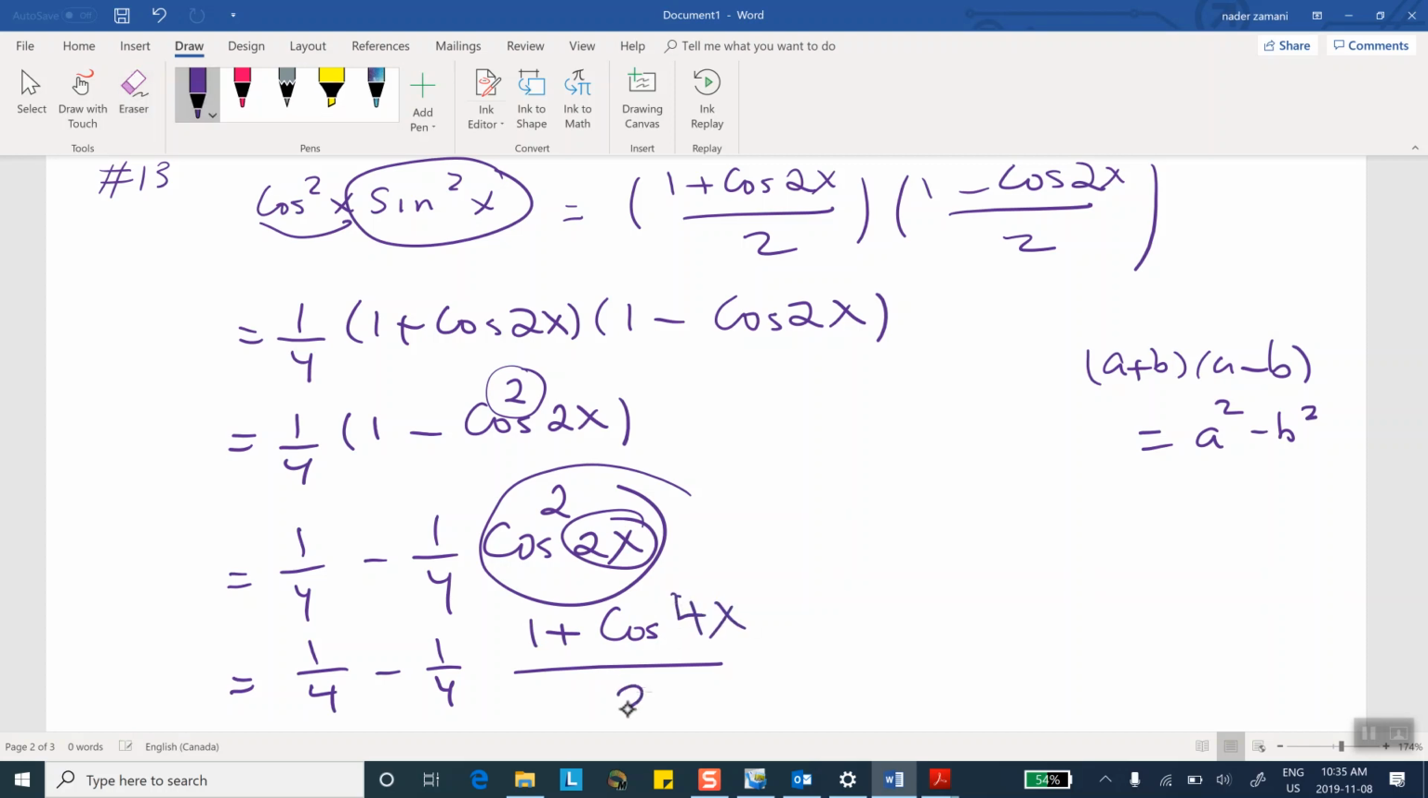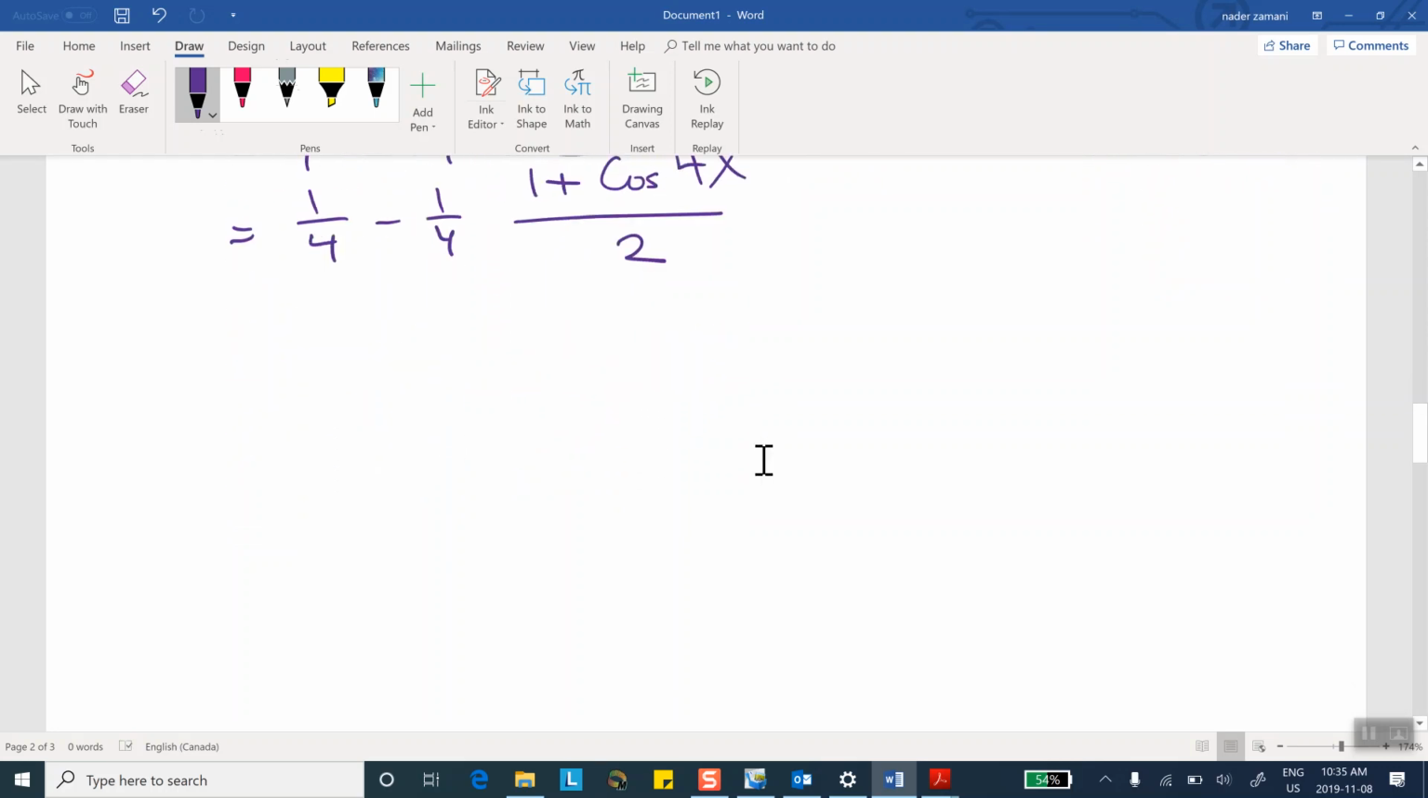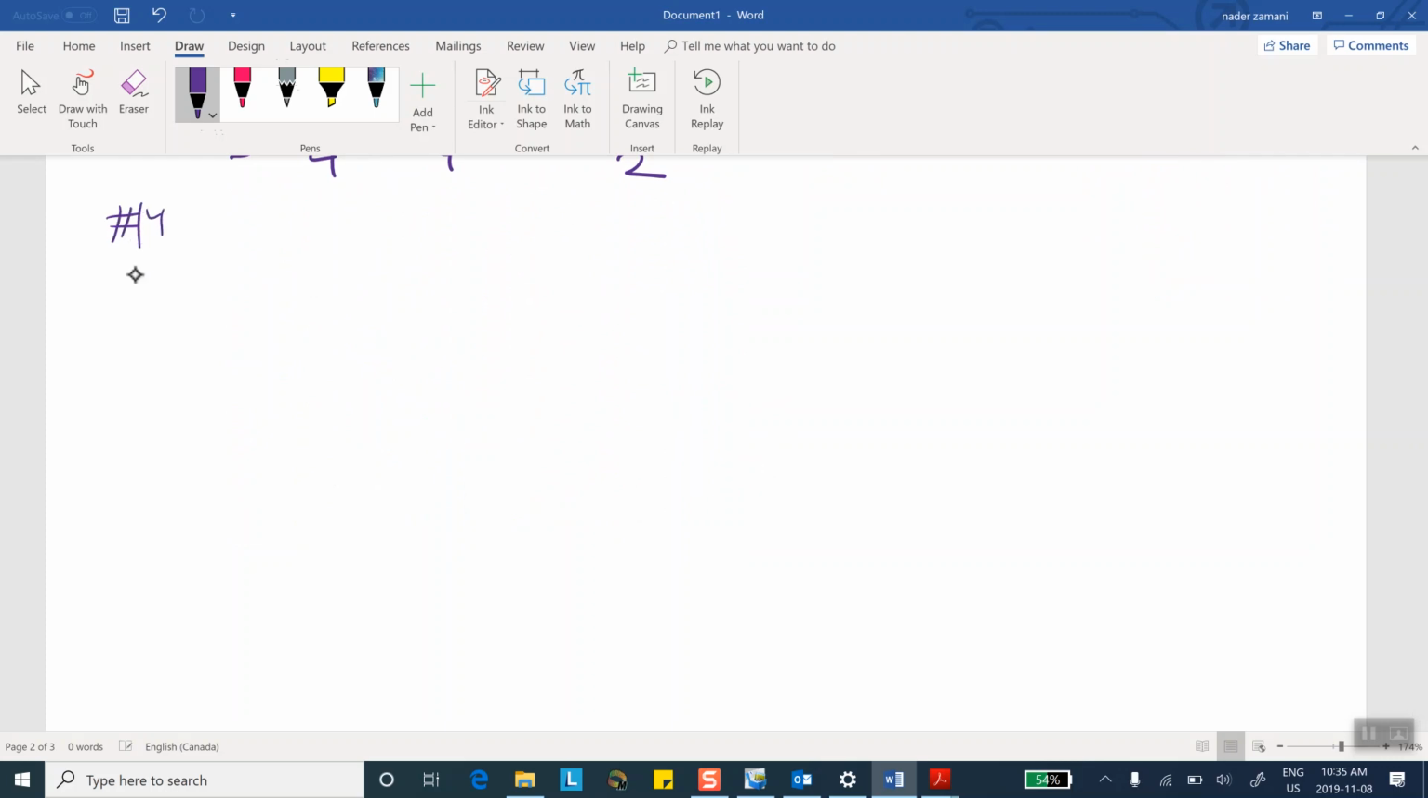4x over 2. Okay, and this is perfectly acceptable for me. You can leave it the way it is, but the answer in the book is not going to be like that. They have simplified it. Number 14, last one from this group. We have cosine to the 4th of x times sine squared x.